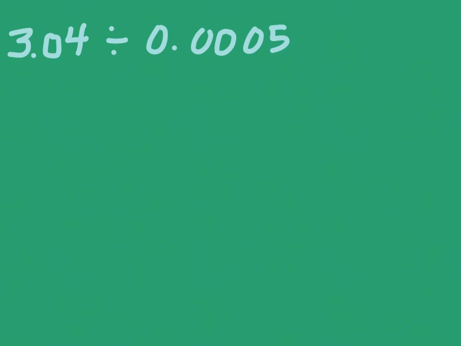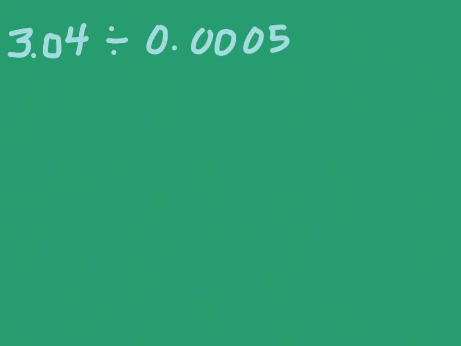Now let's talk just briefly about dividing decimals. Dividing decimals, we have to deal with these decimals. Keep in mind what division means. When I'm dividing these two things, I'm asking how many times does this little tiny number, 0.0005, fit into 3.04? Fits in a lot. Our answer should be a big number.